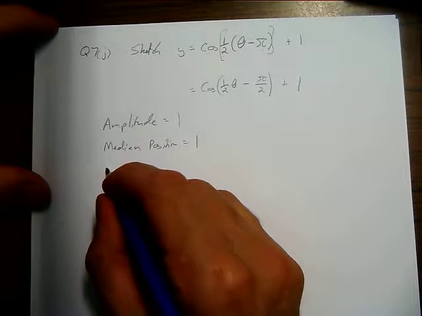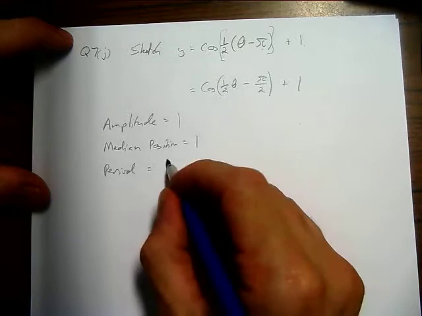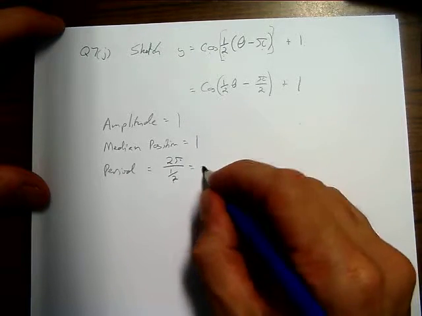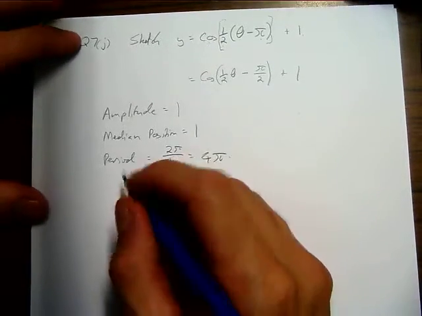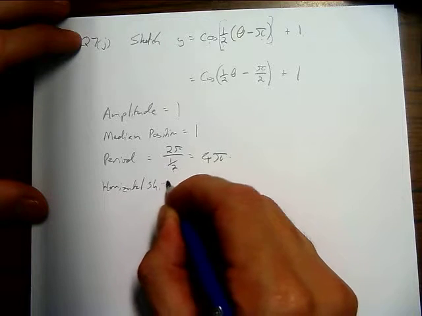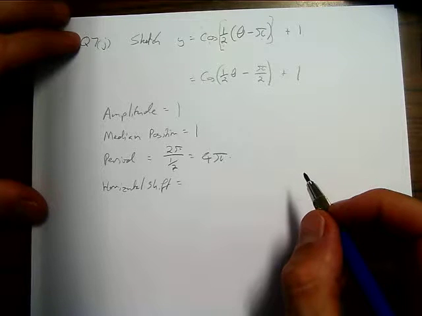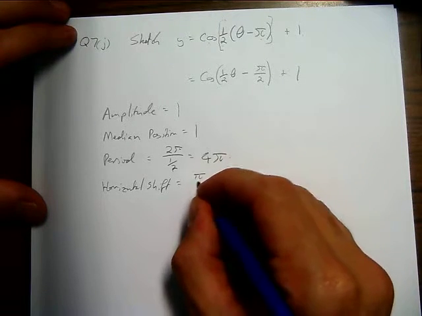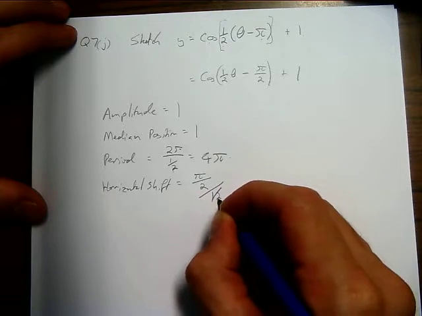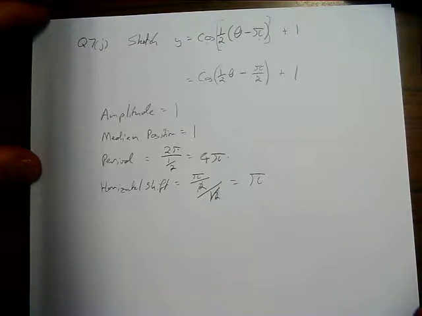What is our period? 2 pi on a half, which is dividing by a half, the same as doubling it, so 4 pi. And what is our horizontal shift? So this is a good one. Horizontal shift, negative pi on 2 on a half. So if I divide by a half again, I'm doubling it, so these halves cancel out. And my horizontal shift is just pi. Yeah, sorry, it is negative.